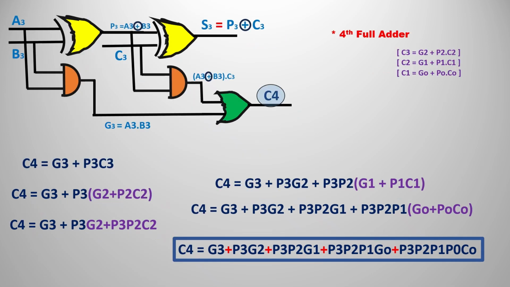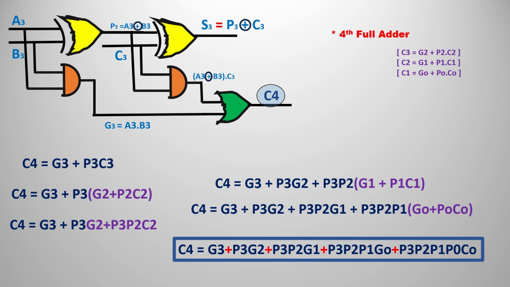In the fourth full adder in the construction of the 4-bit CLA, carry look ahead adder, we are going to have C3, C2, C1, because if you observe C4, that is G3 plus P3 into C3, because we are going to pass the third input C3 from the previous carry, and we are going to pass A3, B3 because these are the inputs. We already know C3, so replace C3 with G2 plus P2 into C2.